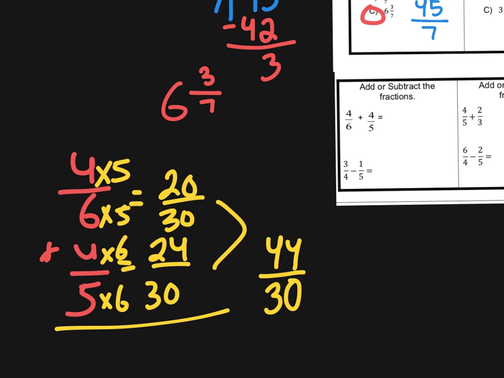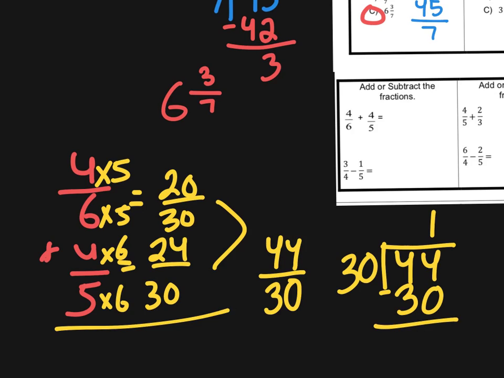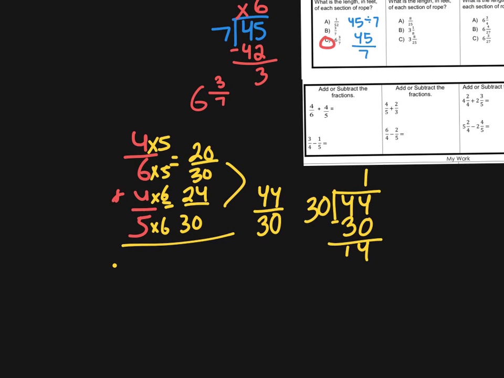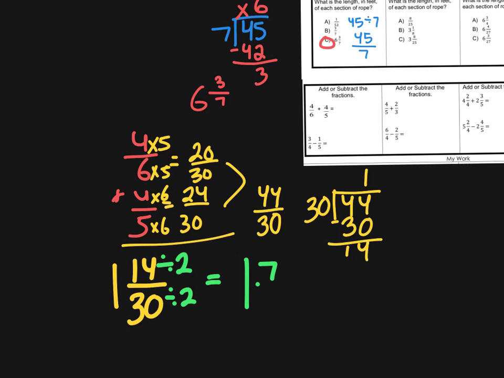That's an improper fraction. So 44 is being divided by 30. 30 can go into 44 once with 14 left over. So we'll have an answer of 1 whole with 14 left out of 30. And of course, to simplify, you would divide both the numerator and the denominator by 2, because all even numbers can be divided by 2. So it'll be 1 7/15. That'll be the answer for the first part.